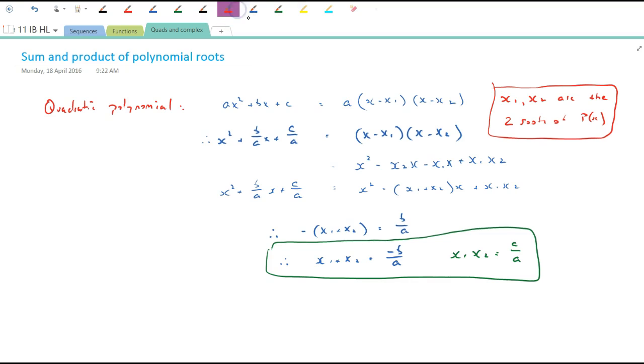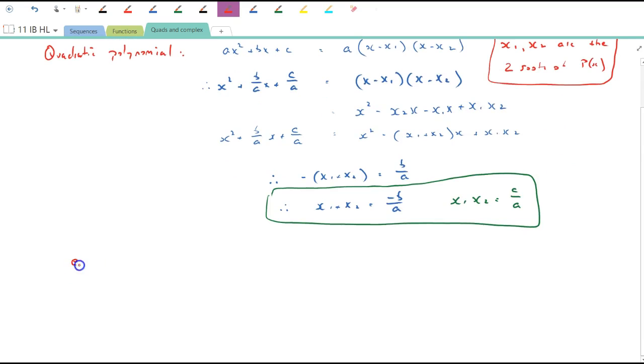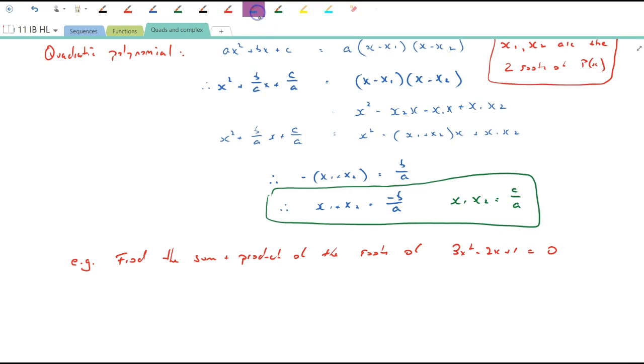So for example, if we had a polynomial, find the sum and product of the roots of 3x squared minus 2x plus 1 equals 0. We would say, therefore, it's a quadratic, so the sum is minus b over a. I just go to my a, b and c here: minus b over a, that's minus minus 2 over 3, so it's just 2 over 3. And the product of the roots, whatever they are, is equal to c over a, which is 1 over 3. And there we're done. So sum and product worked out in such a way.